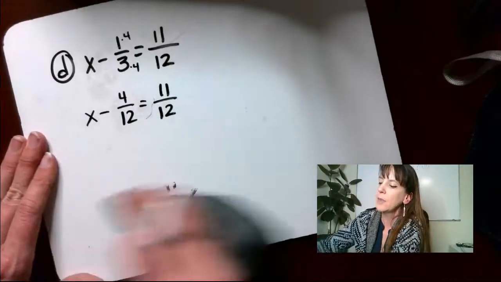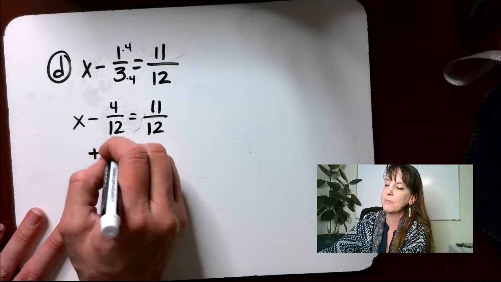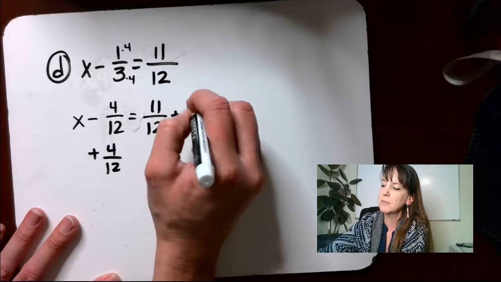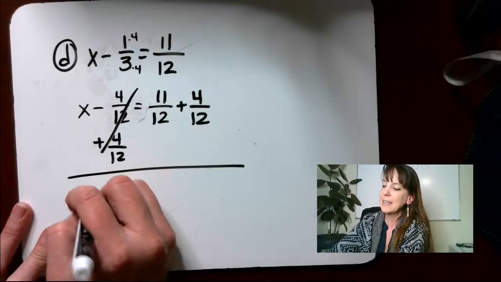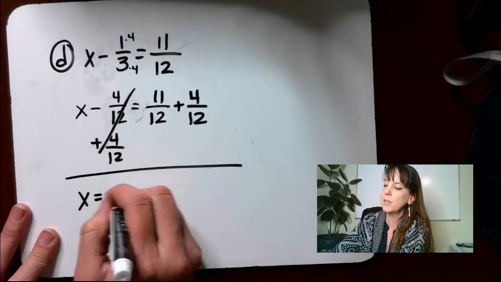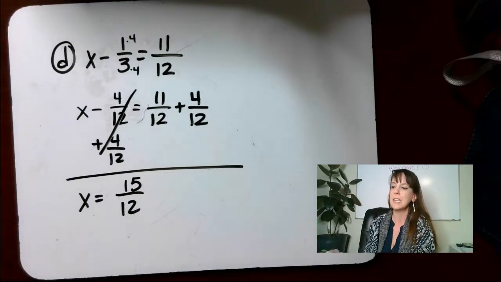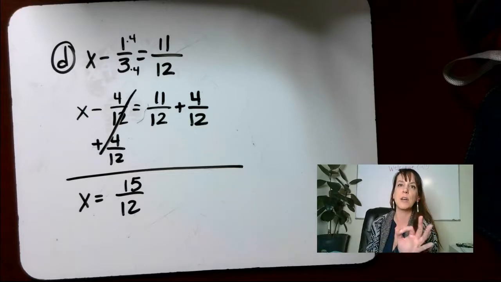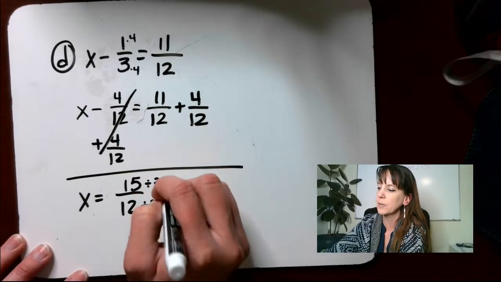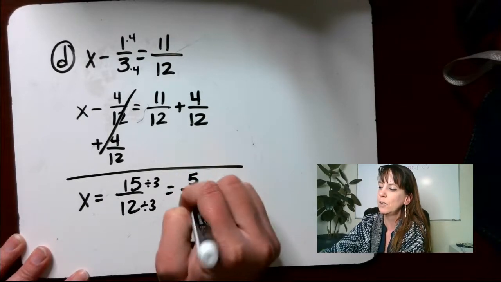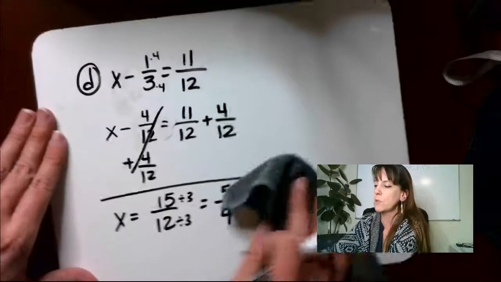Now, that is just if you can do it in your head. If you can't, the proper way to do it is, the opposite of subtracting is adding, so add 4/12 to both sides. These guys go away, we draw our line. x equals 11/12 plus 4/12, which is 15/12. Now, 15/12 can be reduced. Ask yourself, 2, 3, and 5. Divide this by 3, divide this by 3. We end up with 5/4. So always reduce your fractions, okay? No matter which method you use to find it.